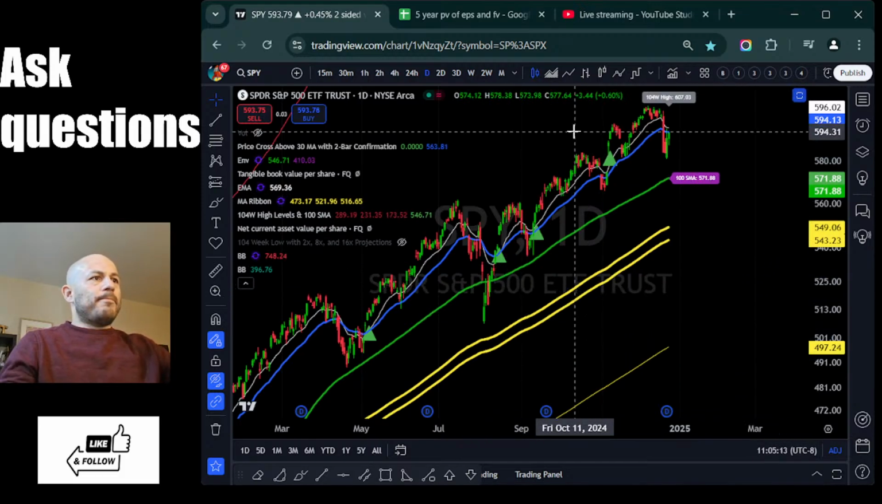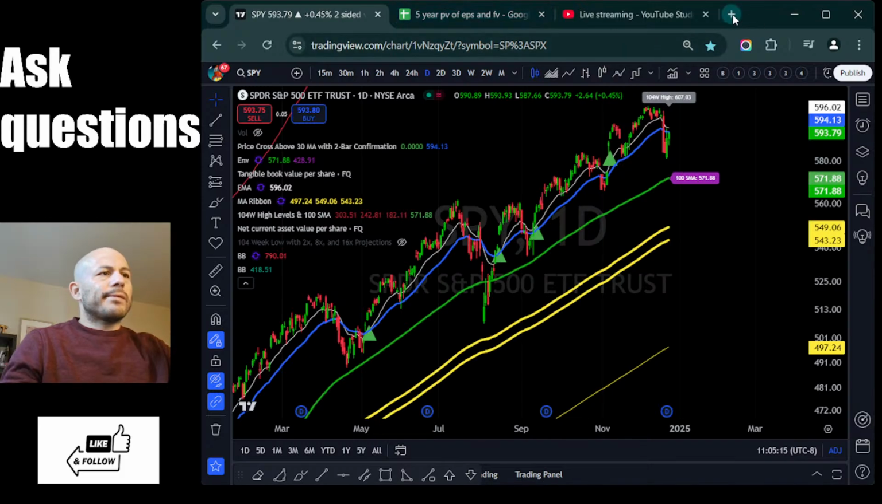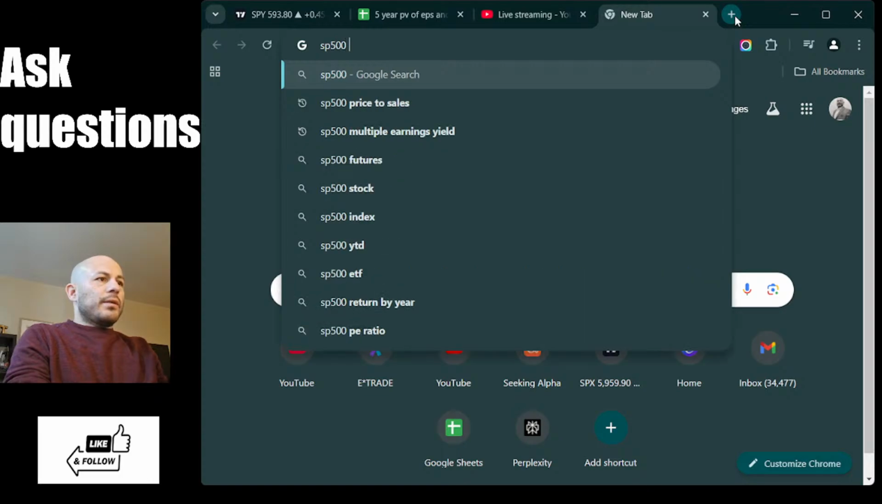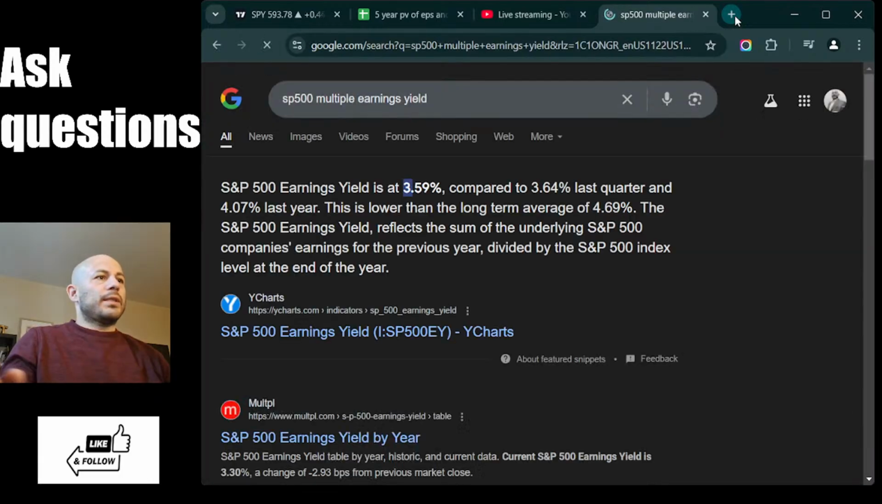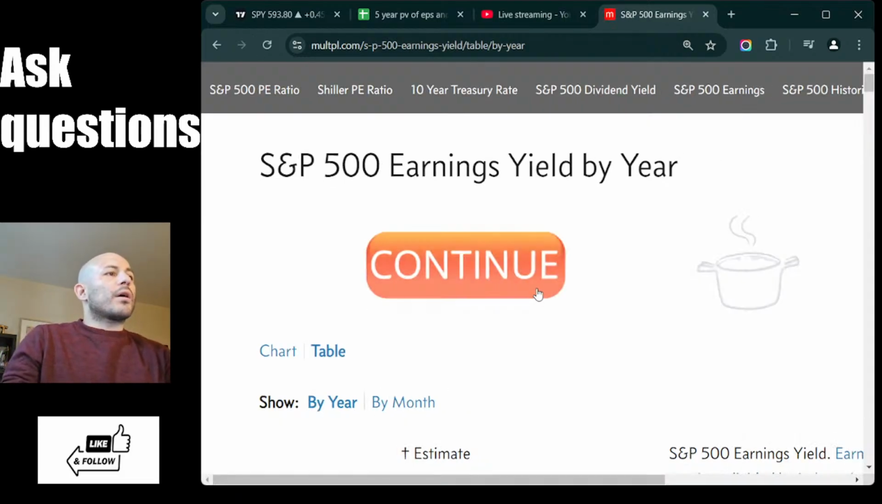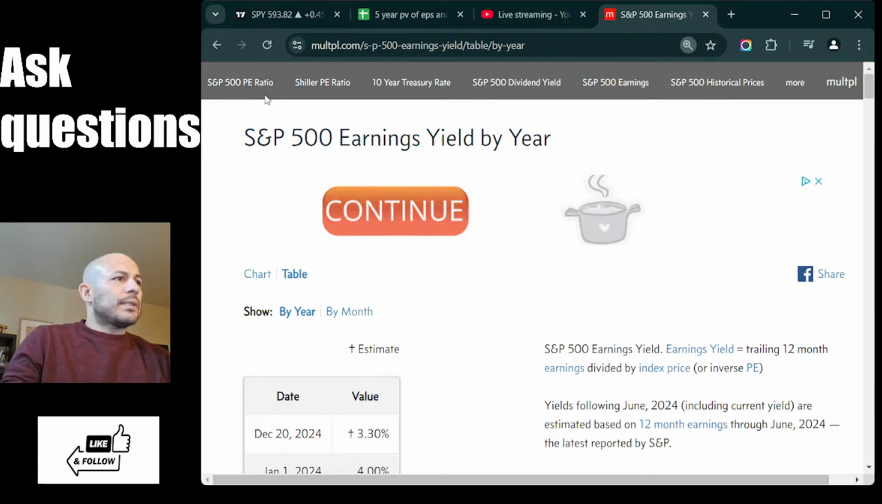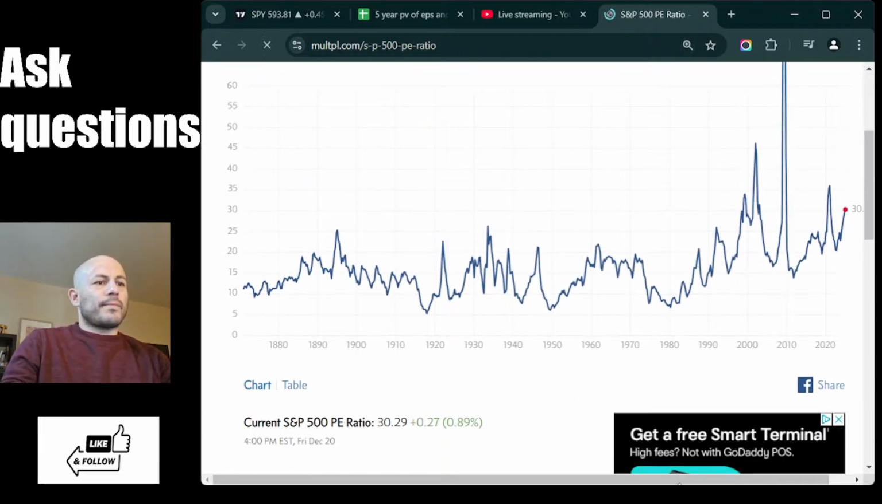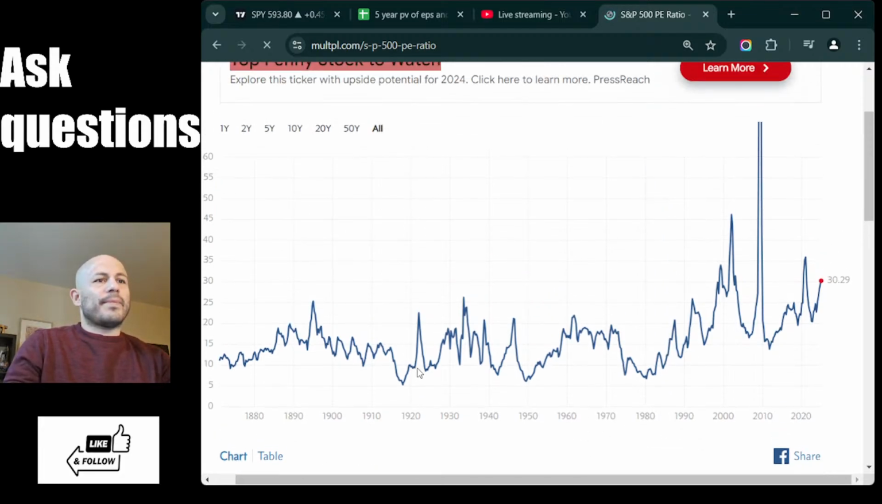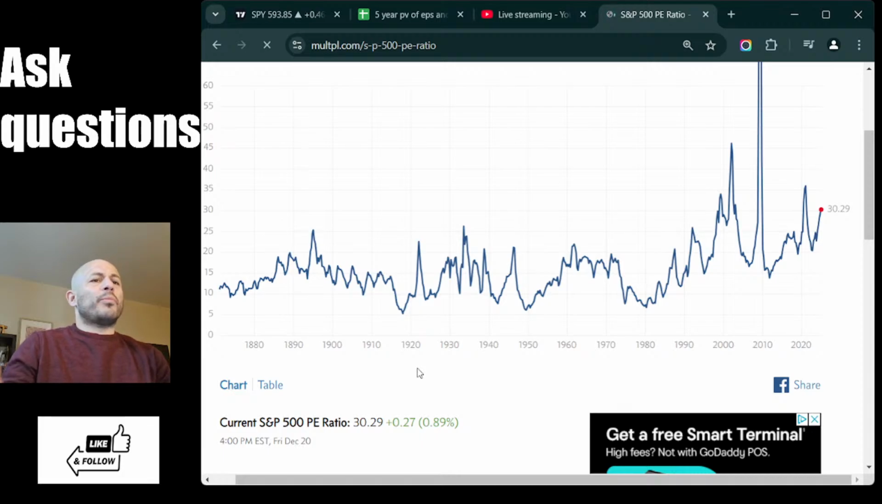So, yeah. Let's look at the S&P 500 earnings yield. There's this great website that I like to look at, multpl.com. They show the PE ratio over time. And this is just the normal PE ratio. Sometimes this can be misleading.